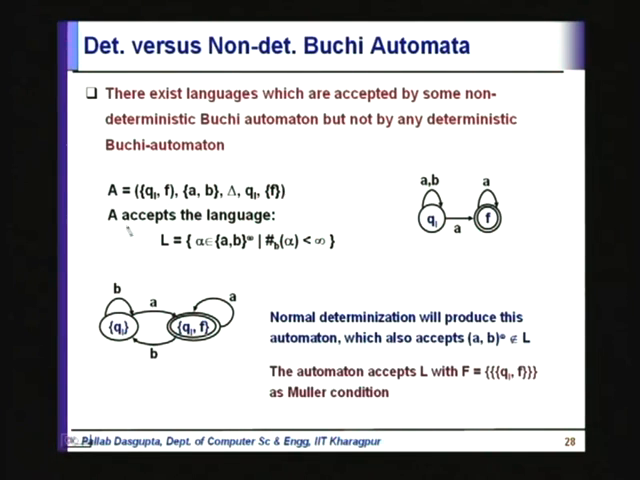We want to write an acceptor for the language of words alpha belonging to (A+B) to the omega, where the number of B's in alpha is less than infinity. So, we want to say that B is not occurring infinitely often. A language which accepts all those infinite words over A and B where B does not occur infinitely often.